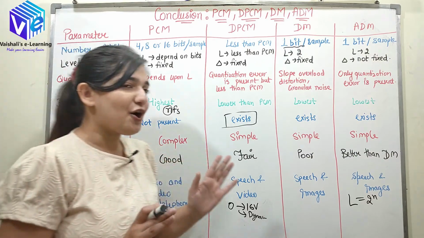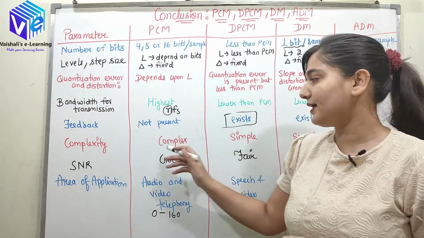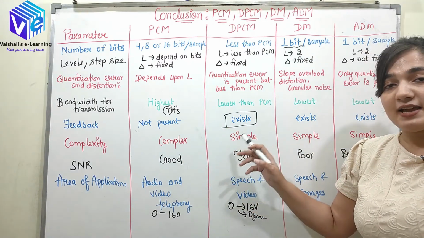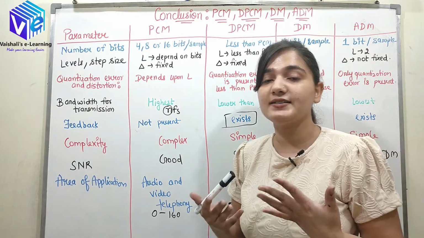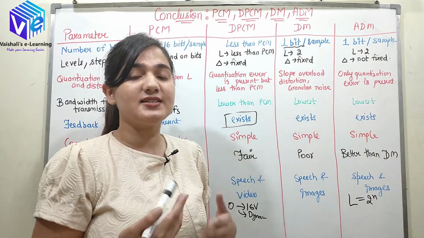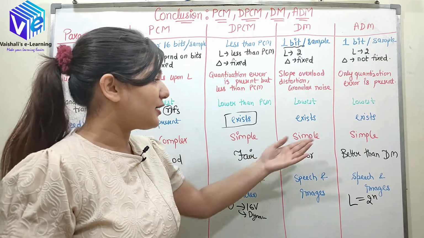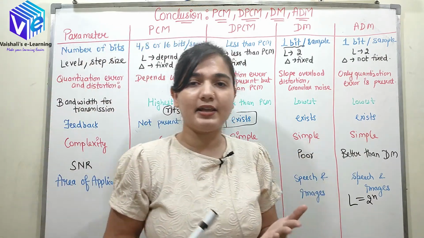So if I talk about the complexity, the PCM is complex, the DPCM is simple. So why is it simple? Because I am using a smaller number of levels, designing it would be easy. Here it is also simple because the levels are 2, again the levels are 2.